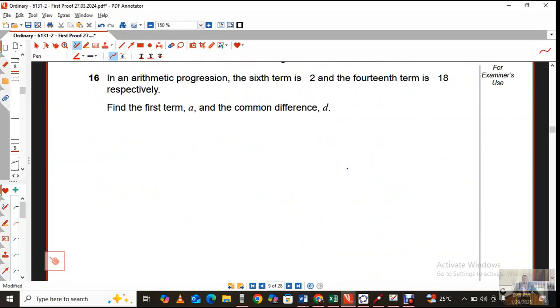Sequences in an arithmetic progression. So very important, this is an AP, there must be a common difference, because they want us to find the common difference. What do we know? We know that the 6th term is equal to negative 2. What else do we know? We know that the 14th term is equal to minus 18. So we'll create two equations here.